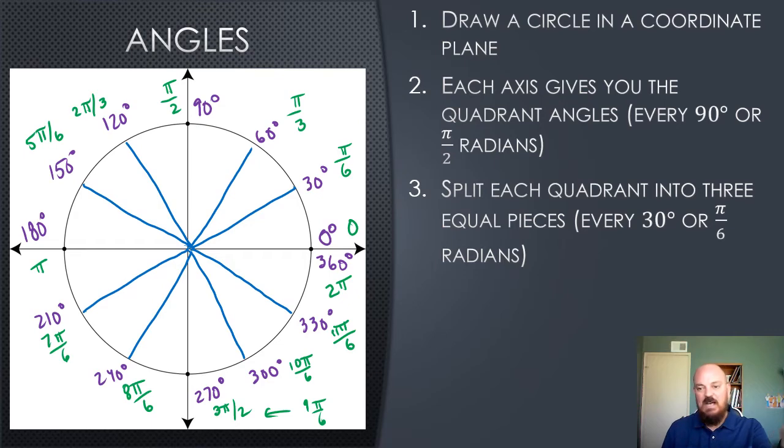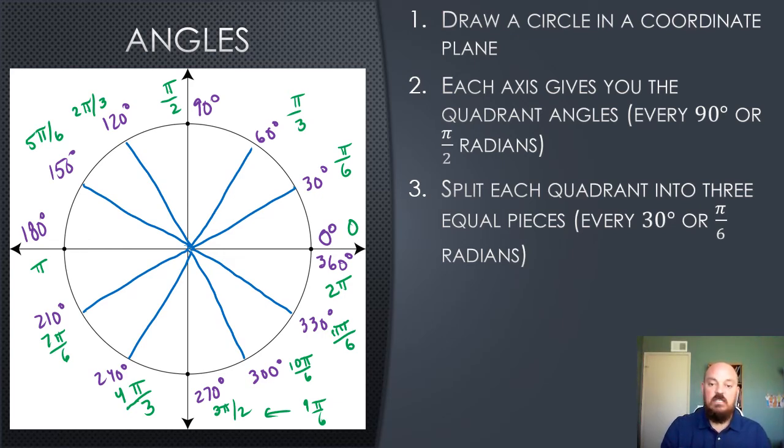6 pi over 6 was pi, I didn't even put it in there, but we would get rid of that one. 7 pi over 6 doesn't reduce. 8 pi over 6 you can divide by 2. So if you divide each of those by 2, you get 4 pi over 3. And for those of you who already know the unit circle, these numbers are probably starting to look very familiar.